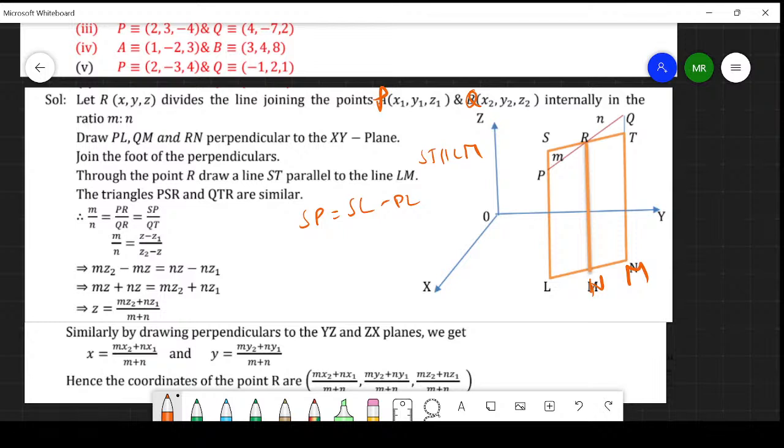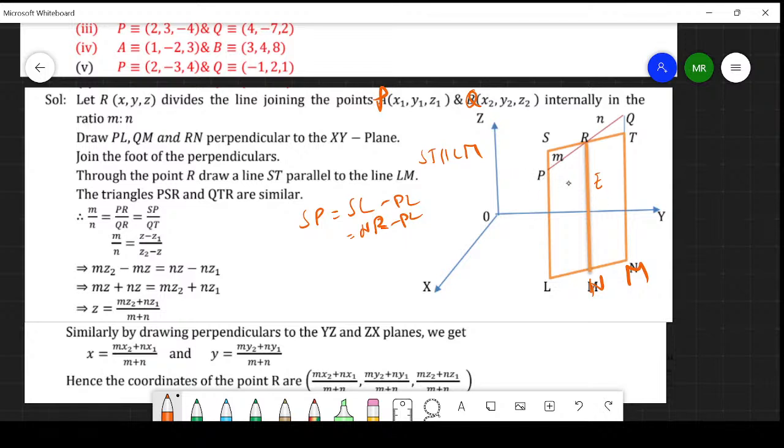SL is parallel to NR, so I can write NR minus PL. I am explaining the reason here: SL is nothing but NR. What is NR here? This is the XY plane, and this line is parallel to the Z axis. So NR is the Z coordinate, because you have taken R as x, y, z.